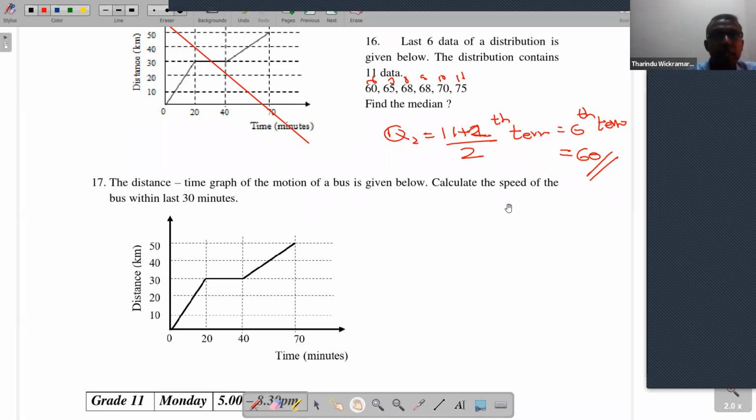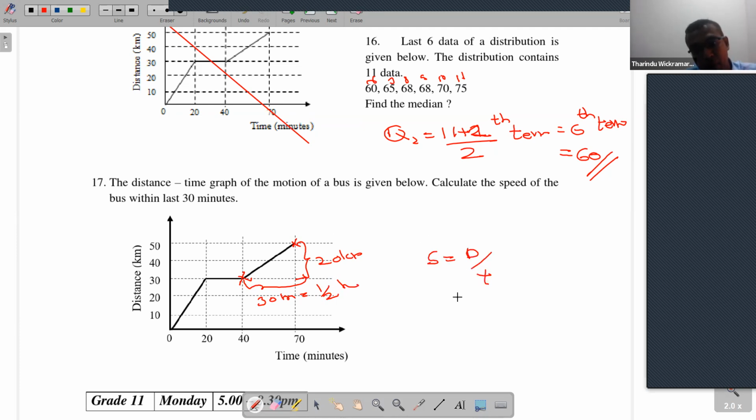They have asked to find the speed in the last 30 minutes. So the distance traveled in the last 30 minutes is what? From this place to this place, this is 20 kilometers. Time is 30 minutes. 30 minutes means what? Half of an hour, no? So speed is what? Distance divided by time. For kilometers, we go with hours, no? 20 divided by half an hour, then this 2 comes upward. 40 kilometers per hour. Right. You can complete that quickly, right?